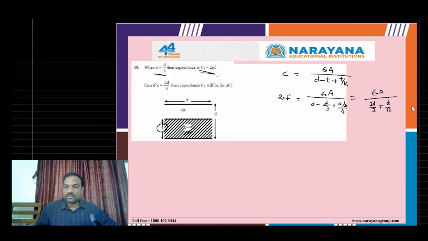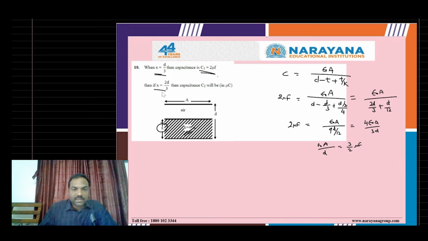Okay. So then it is 4 by 8 times, then 2 microfarad is equal to... see, ultimately we want to find out the epsilon naught A by D value, so that we can use it in the next case. So I can go for 4, and this is 9D by 12. So I can write this as 3 4s are 12, so 4 into epsilon naught A by 3D. Then the epsilon naught A by D value will be 3 by 2 microfarad. So this is the epsilon naught A by D value.